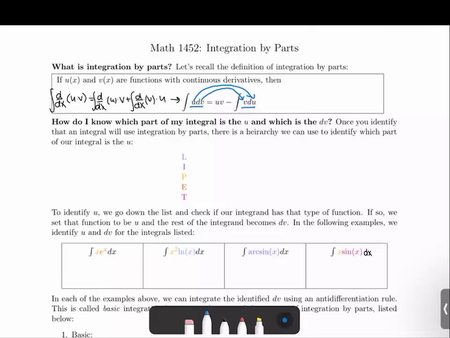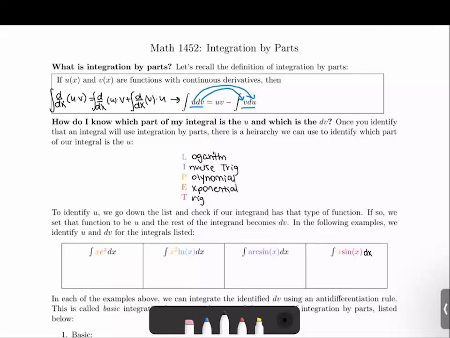So to identify u and dv, there's a hierarchy we can use in the form of an acronym, LIPET, L-I-P-E-T. Let's go through what these mean. They're all different types of functions that we commonly see and have been differentiating and integrating. The L stands for logarithm. The I stands for inverse trig. The P stands for polynomial. The E stands for exponential. And the T stands for just a normal trig function.